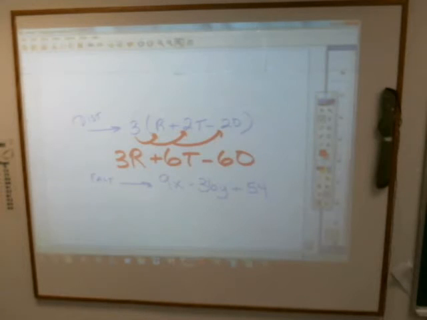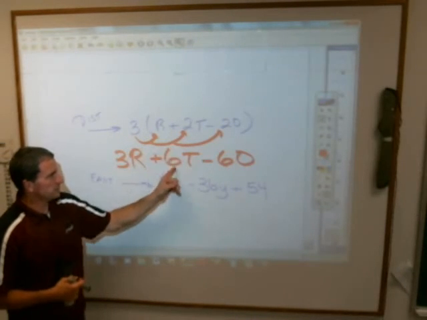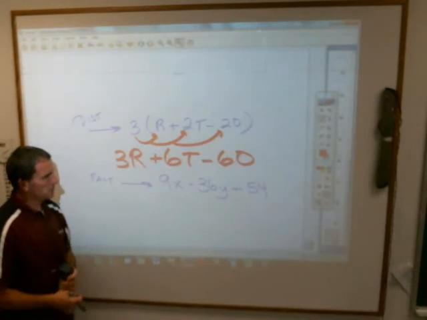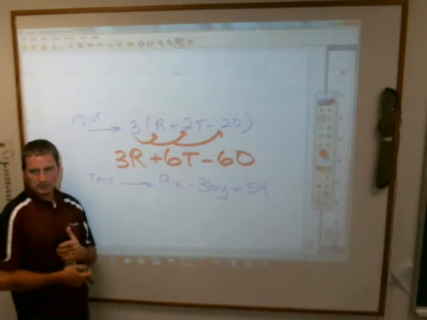Where did we go wrong, Mitch? Any idea? No idea. 3 times r, 3 times 2t, 3 times 2 is 6, 3 times 20, 60. On the bottom one, factoring.